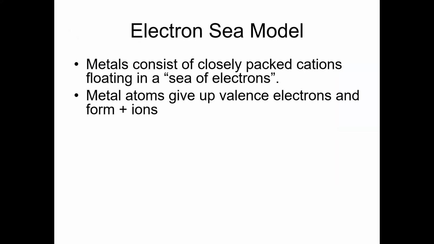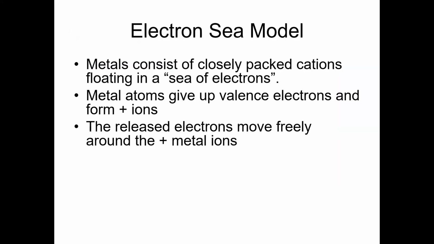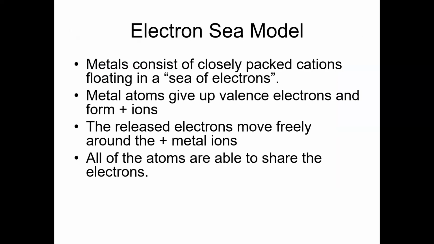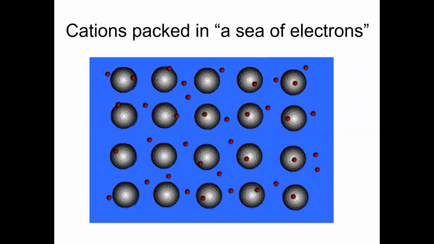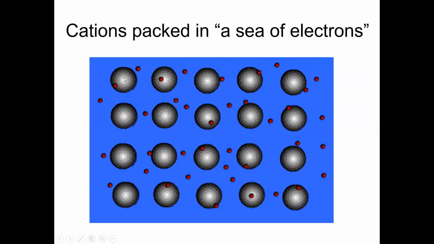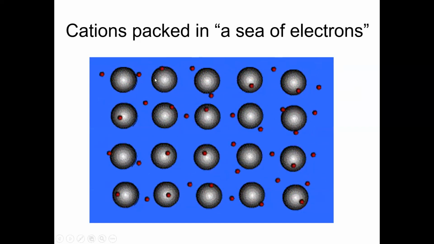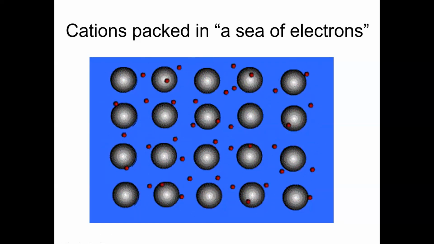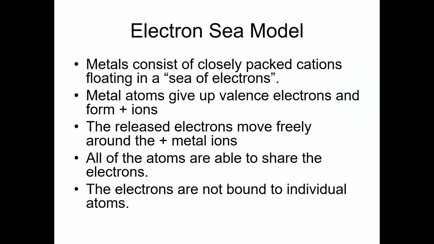And metal atoms naturally give up their valence electrons to form positive ions. The electrons they release always move freely around the positively charged metal ions, and all the atoms are able to share these electrons. So you can see that the electrons are not particularly tied to an atom. They can share the electrons together because they are not located on one particular atom. They move all about, so the electrons are not bound to individual atoms.